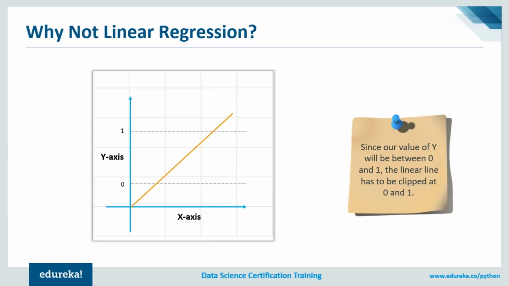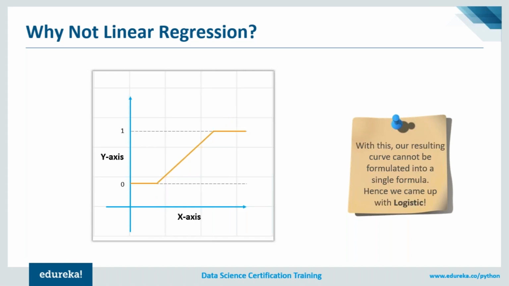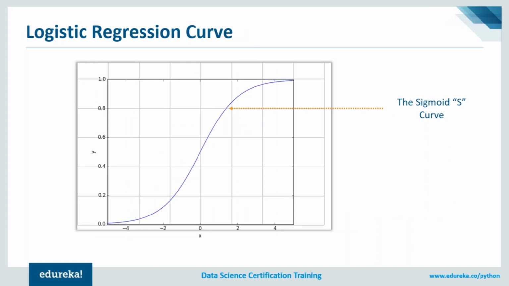If you happen to see, this was the linear thing. When we clipped it at the binary values, it became like this, which is nearest to one of the approaches we use in our regression technique, which is the S curve or the sigmoid curve.